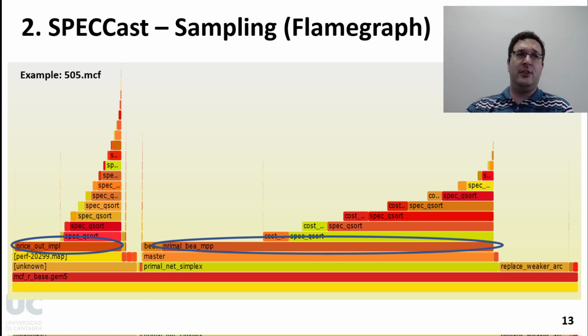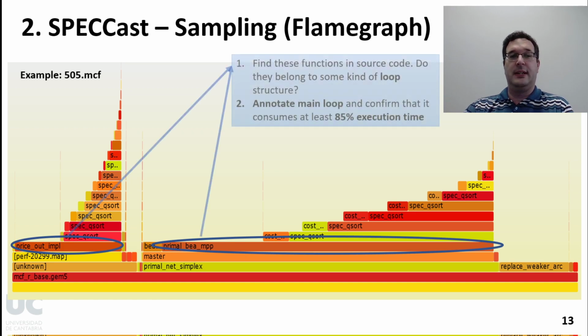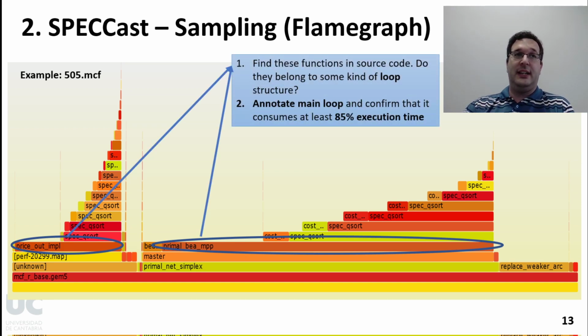These functions are then located in the source code, checking if they belong to any loop structure. If the loop is identified, the code is annotated, and a preliminary evaluation is performed. The total execution time is compared to the time spent in the region of interest loop, and only if the region of interest represents at least 85% of total execution time, the application is considered valid for our methodology.